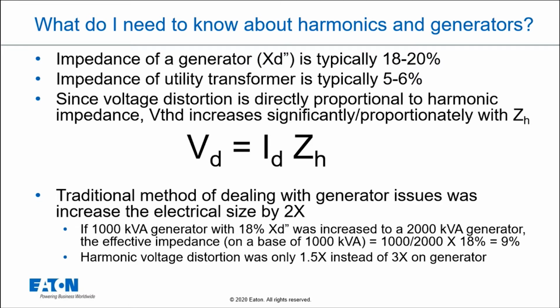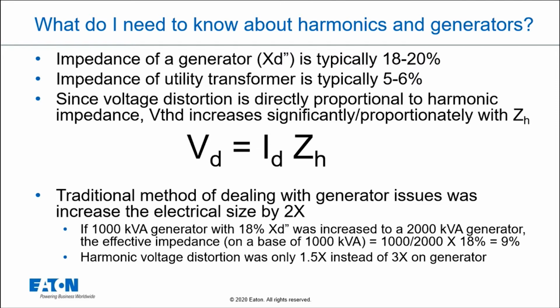So, a generator, the impedance of that generator, XD double prime, is typically about 18 to 20%. And if you compare that to a utility transformer that would be on your other source, if you go through a transfer switch, that's going to be usually about 5 or 6%. So your generator has about 3 times to 4 times as much impedance as your utility transformer. Since the voltage distortion is directly proportional to what that impedance is, you're going to have more voltage distortion running on your generator. And that's just a fact of this simple Ohm's Law equation.